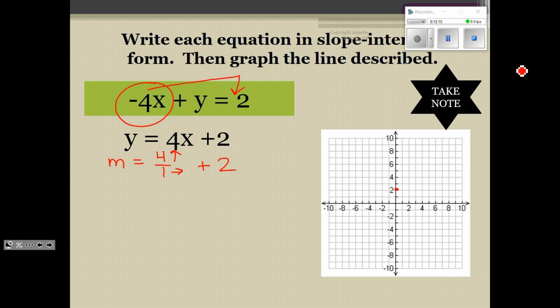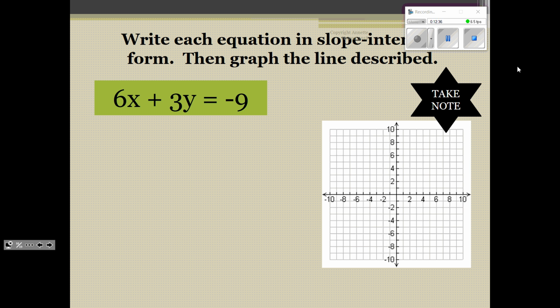So we can go to the graph. We can graph our y-intercept of a positive 2. Then we can go up 4 to the right 1 and put a point. If you want to, you could go up 4 and to the right again 1, and you could put another point if you'd like to have more than 2 points. And then you graph it.